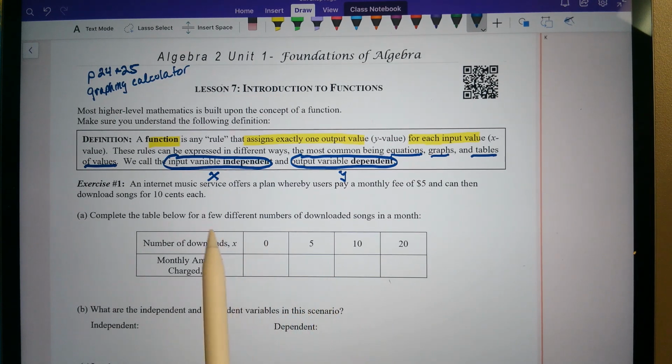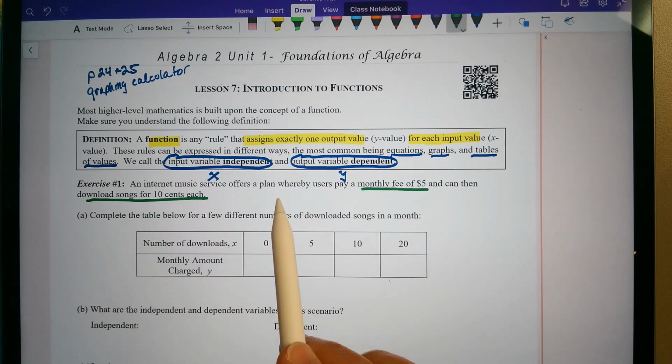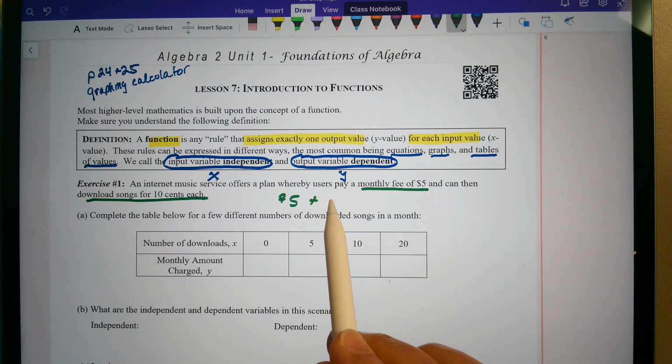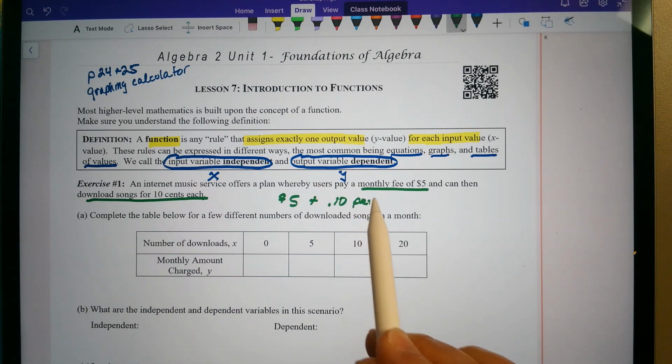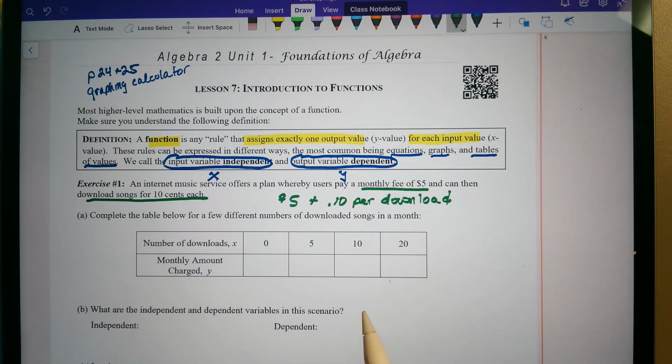Exercise number 1, we have this scenario. An internet music store service offers a plan whereby users pay a monthly fee of $5 and can then download songs for 10 cents each. So we're paying $5 each month, and then depending on how many songs they download, there's an additional charge, plus 10 cents per song per download. Complete the table below for a few different numbers of downloaded songs in a month.